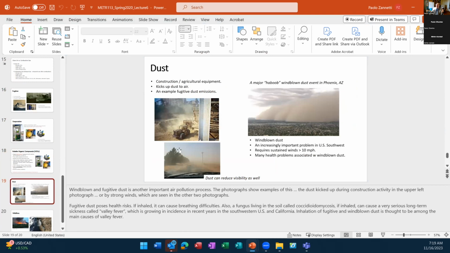Dust. Every time you have construction, Paula, you mentioned construction activity in Malta a while ago, and certainly every time you have construction, you have dust. The best way is to add water constantly to minimize the emission of dust, but sometimes it's difficult.